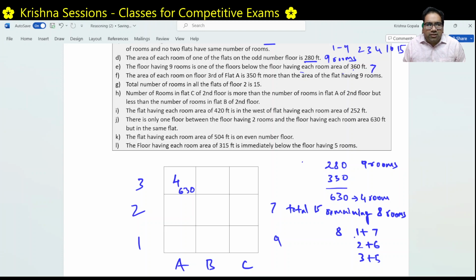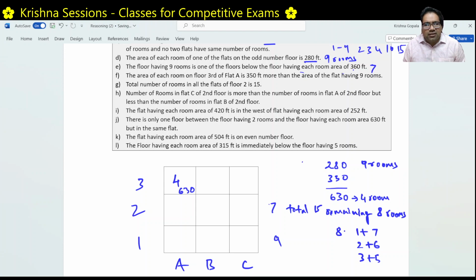Okay, next 1 plus 7 combination. There is already one flat which is 7. Right. If you have to put one more 7, 1 plus 7, so let's say this is 7, then this and this again have to become 1 and 7. 7 and 1 or 1 and 7. That means again 7 will come twice. So 1 plus 7 is also not possible, right, because two flats will have 7 rooms in this case.